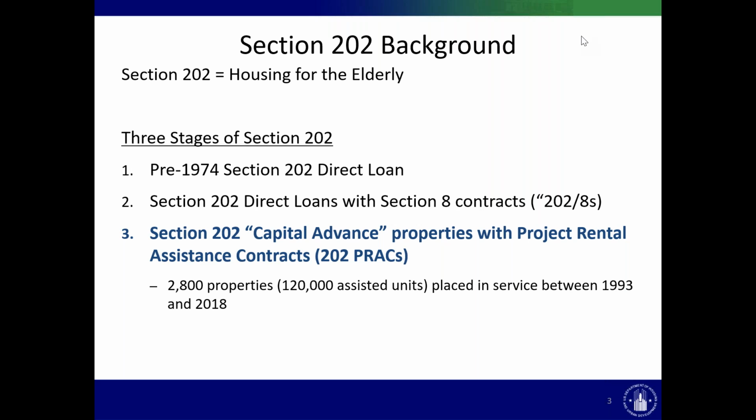This last portfolio is the portfolio that is eligible for conversion under RAD and for which we are presenting today. There are about 2,800 properties covering 120,000 assisted units that have been placed in service between 1993 and as recently as 2018.